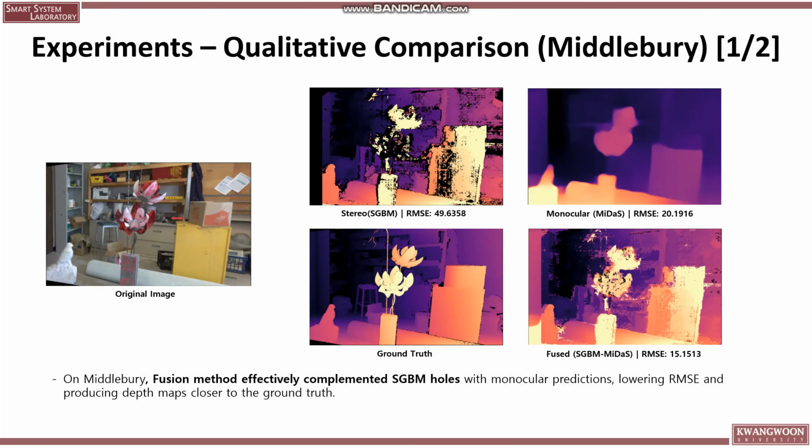In contrast, the monocular MIDAS result has no holes, but the flower shape is overly smoothed, with a low RMSE. Our fused result effectively fills the holes from the SGBM while restoring the fine details that MIDAS lost. As a result, it achieves the lowest RMSE of 15.1, demonstrating a superior performance both visually and quantitatively.